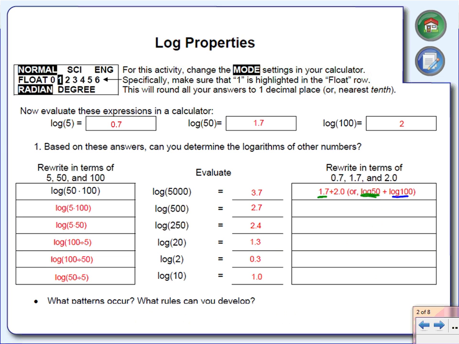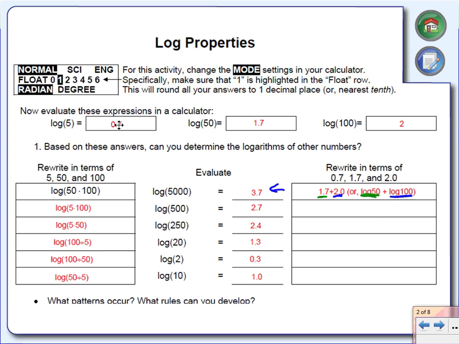This log of 100 right here. What did we say log of 100 was earlier? We said it was a 2. Guess what you get when you add those two numbers together? You get your 3.7.